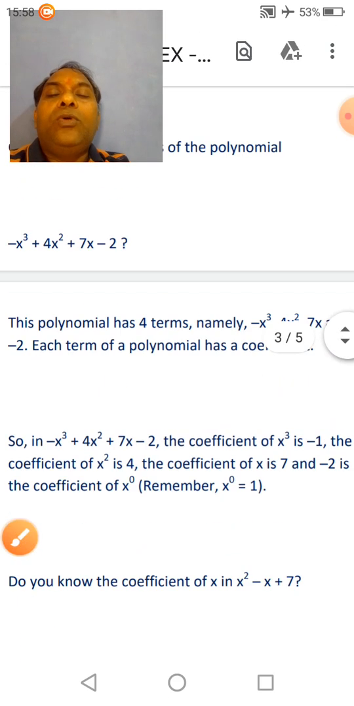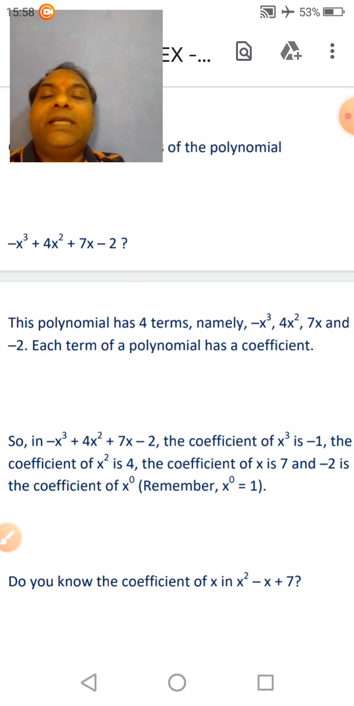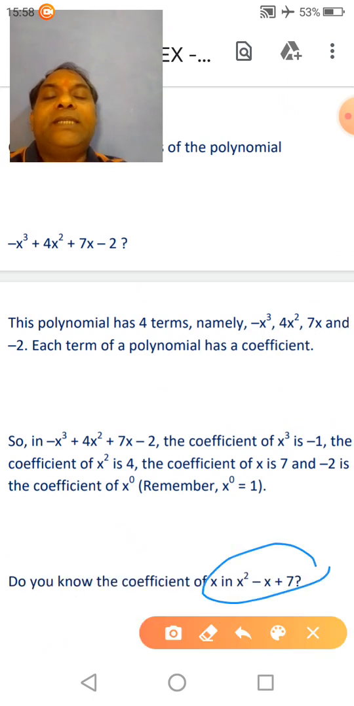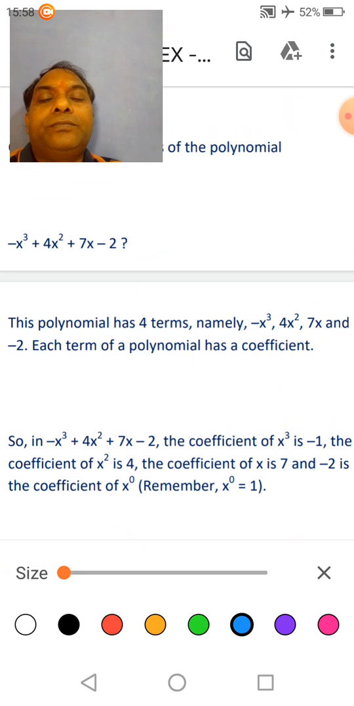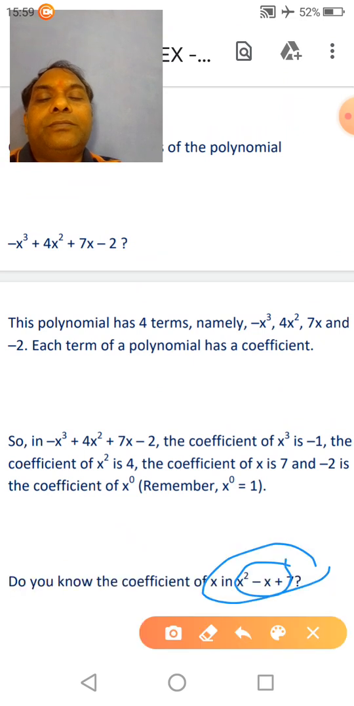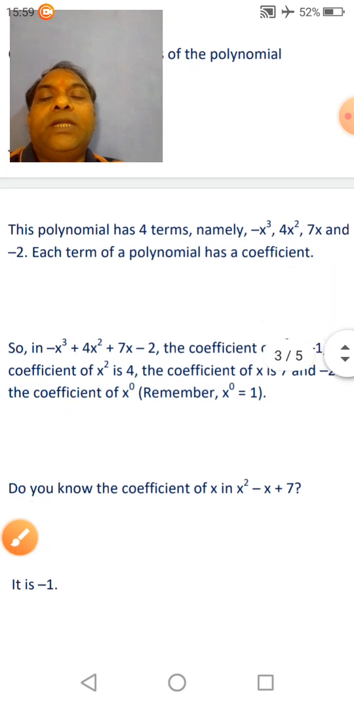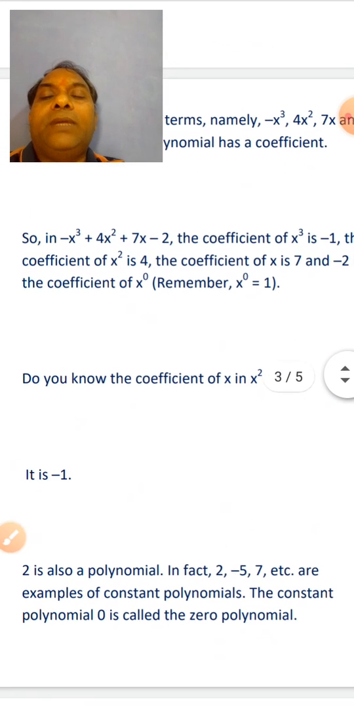Do you know the coefficient of x in x square minus x plus 7? So in x square minus x plus 7, coefficient of x will be minus 1. Clear?